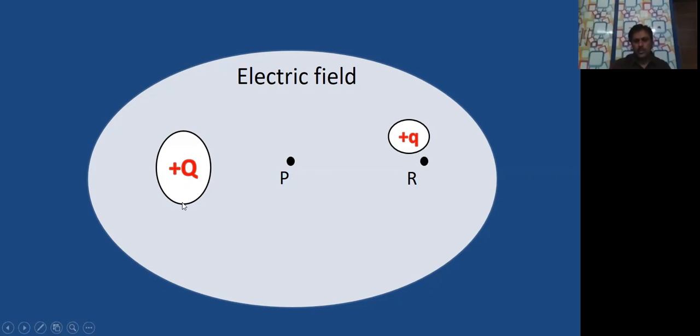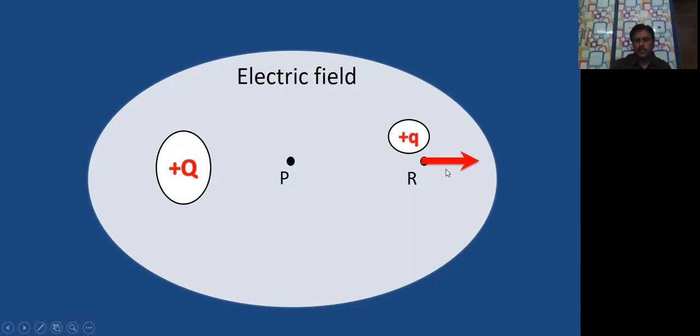Now I kept one charge, plus small q, here at the point R. So again see carefully. On the left of the screen, what is there? There is a charge plus Q. And inside that electric field, how many points are being considered? One is point P, one is point R. And I kept another charge, this is small q, at this point R. Now tell me all of you. This is plus Q, this is plus small q. Both are positive. Is there any repulsion between them? Yes. Definitely there will be some repulsive force between them.